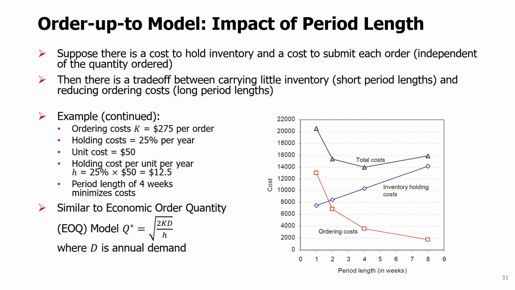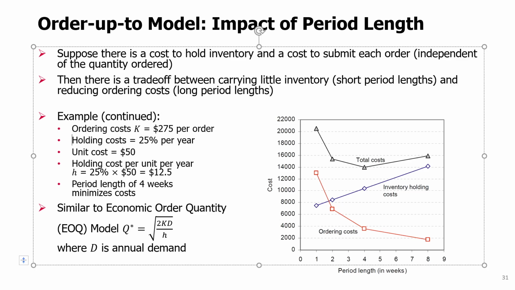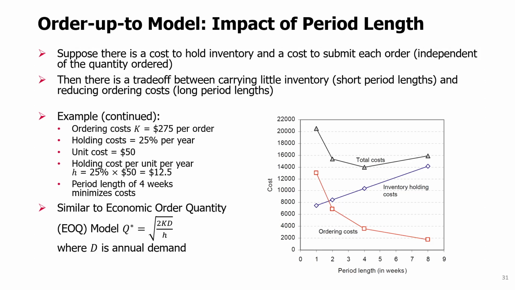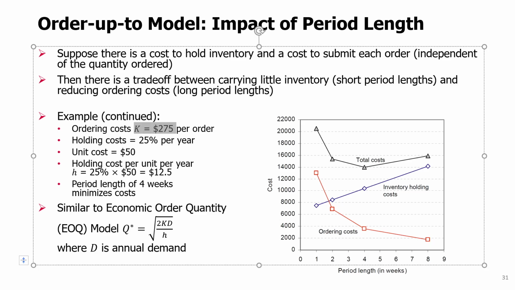So clearly, in this case, we will see a similar trade-off between carrying little inventory and reducing ordering costs. We can assume that there is a certain ordering cost and then there is a certain holding cost, as we had in the EOQ model, except now we don't have a continuity. We're just assuming 4 points and we can evaluate if the period length is now 1 week, 2 weeks, 4 weeks, or 8 weeks. What is the ordering cost given a certain cost per order from the manufacturer? What is the holding cost given a certain holding cost rate per year?